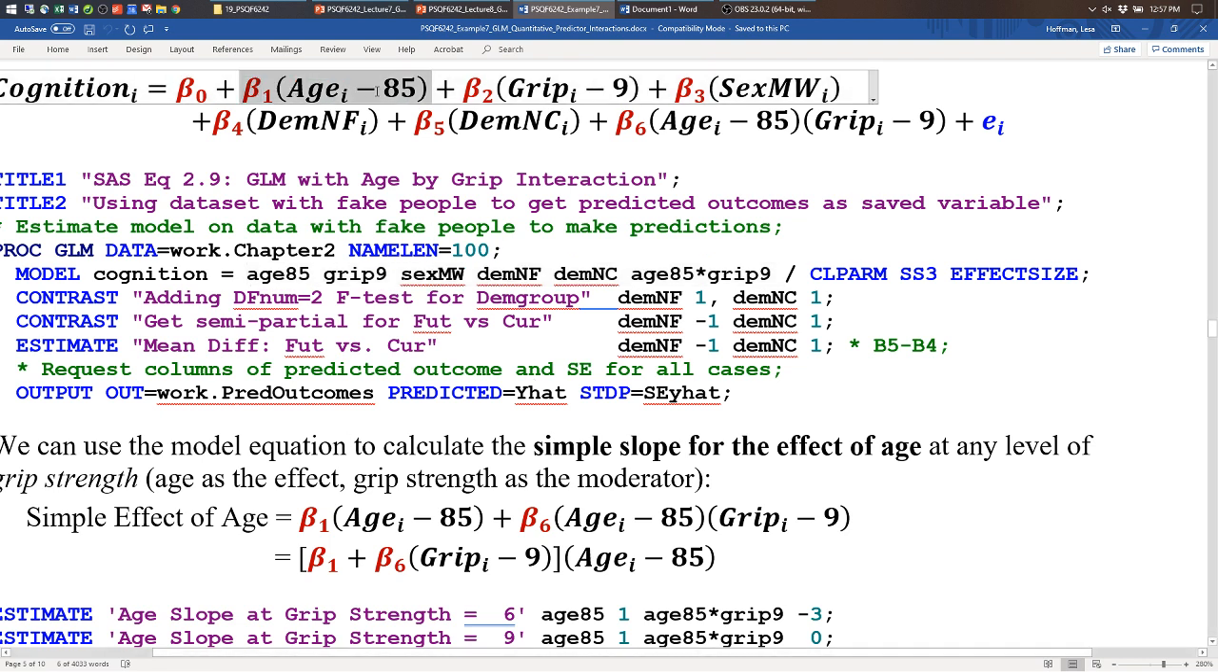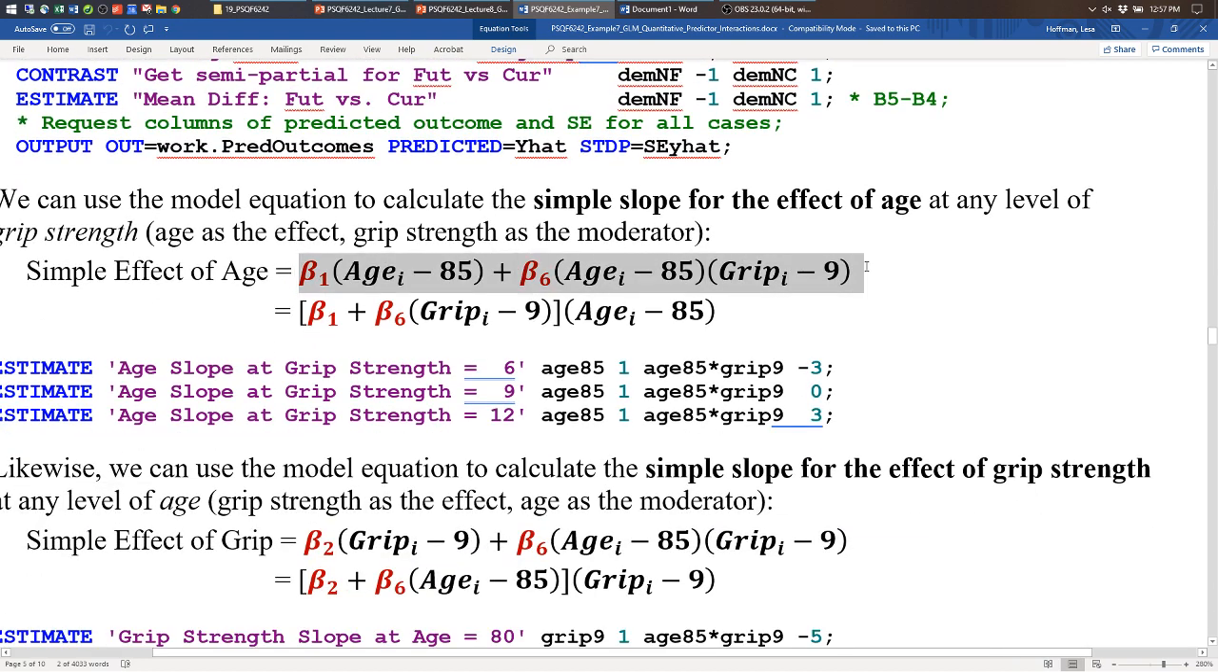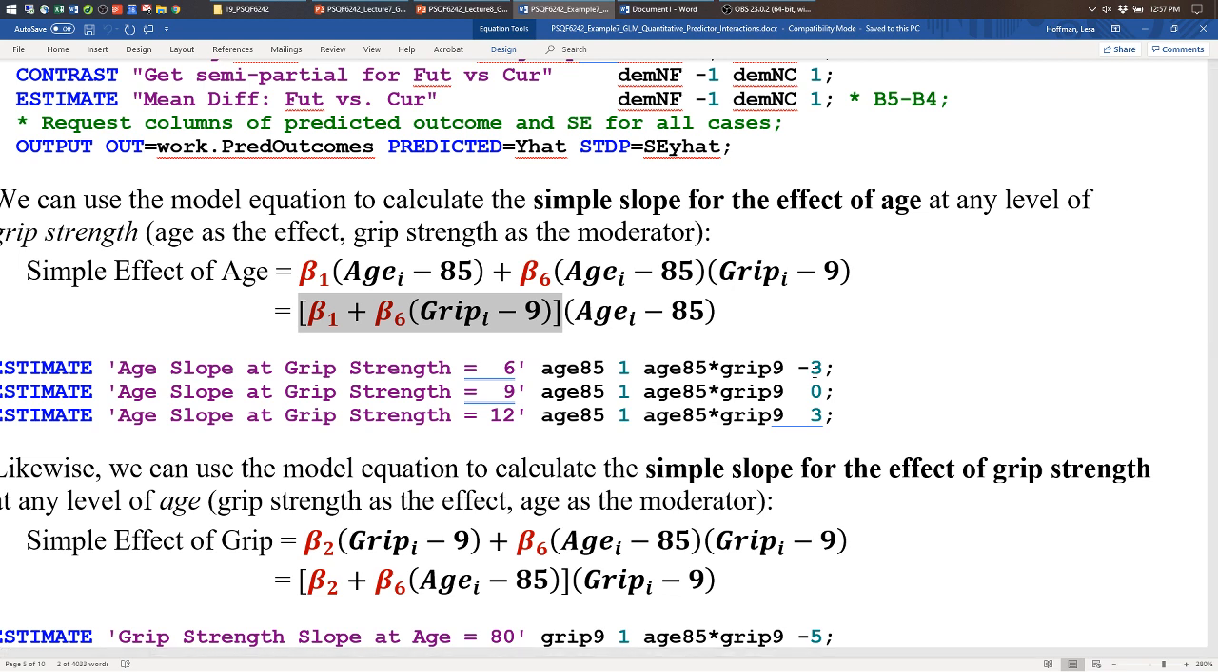So based on my equation here, I'm pulling out the simple main effect of age. Remember what simple main effect synonym is? A conditional effect. It's the slope of that variable held specifically when all of its interacting predictors are 0. So I need that beta 1 and I need that beta 6. So I'm going to bring those down here. I'm going to factor out the age variable and stick it behind. So I'm left with this term in brackets, which is how the model tells me what the age slope should be. The age slope is just beta 1 whenever grip strength is 9, because that's when this term disappears. Otherwise, I have to know what grip strength is to be able to say what the age slope is.